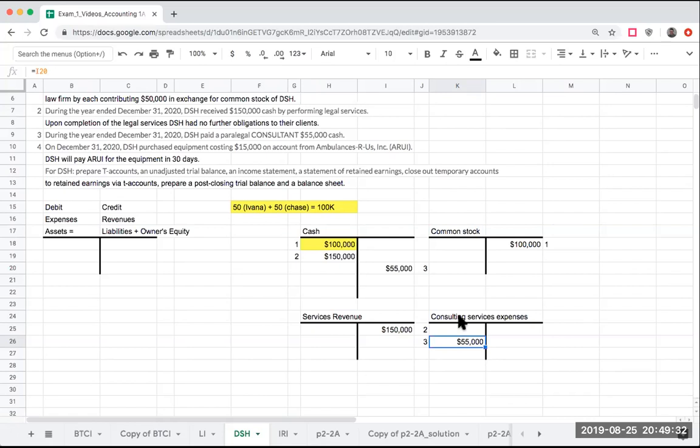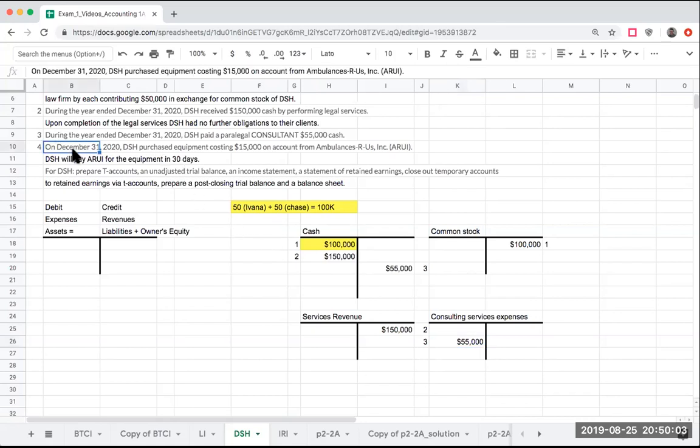Now, going back to our T theory of accounting, how do I record my expenses? Debit. I record my expenses with a debit. Am I recording consulting services expense here with a debit? Yes. Am I recording the decrease to cash with a credit? Yeah. So does it make sense with the T theory? Yeah. So there we go. So again, always ask yourself that question when you're going through and doing these problems.